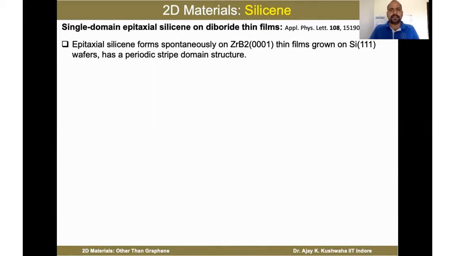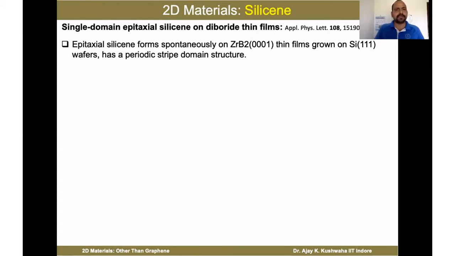This is the other research article published again in Applied Physics Letters, entitled Single Domain Epitaxial Silicene on Diboride Thin Film. Single domain means here they have first grown a very small domain of the silicon, and they are saying that if we continue supplying the source of silicon, we may also convert this single domain into a large sheet.